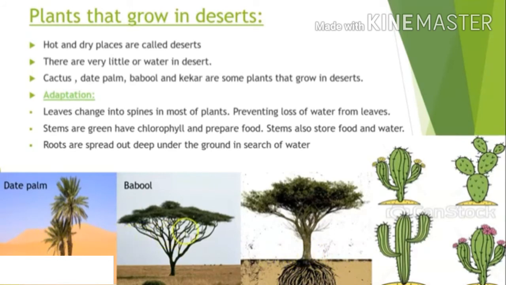So these are different types of plants that you will find in the desert area, like date palm, babul, kikar, cactus. Okay, let's move further.